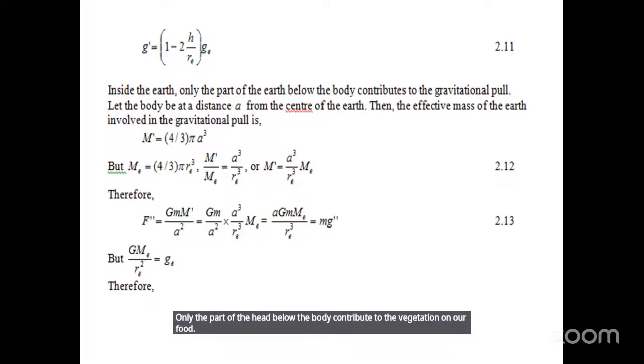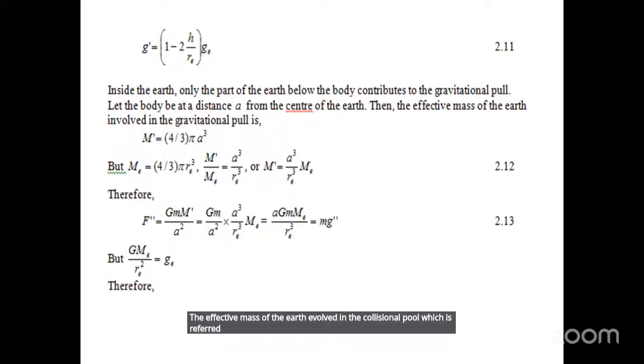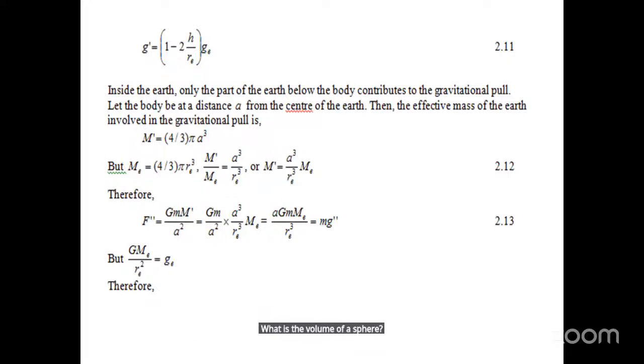Let the body be at a distance a from the center of the Earth. Then the effective mass of the Earth involved in the gravitational pull will just be equal to that volume of that sphere. What is the volume of a sphere? 4 over 3 pi r cubed, right? R in this case is a. So m prime equals 4 over 3 pi a cubed.